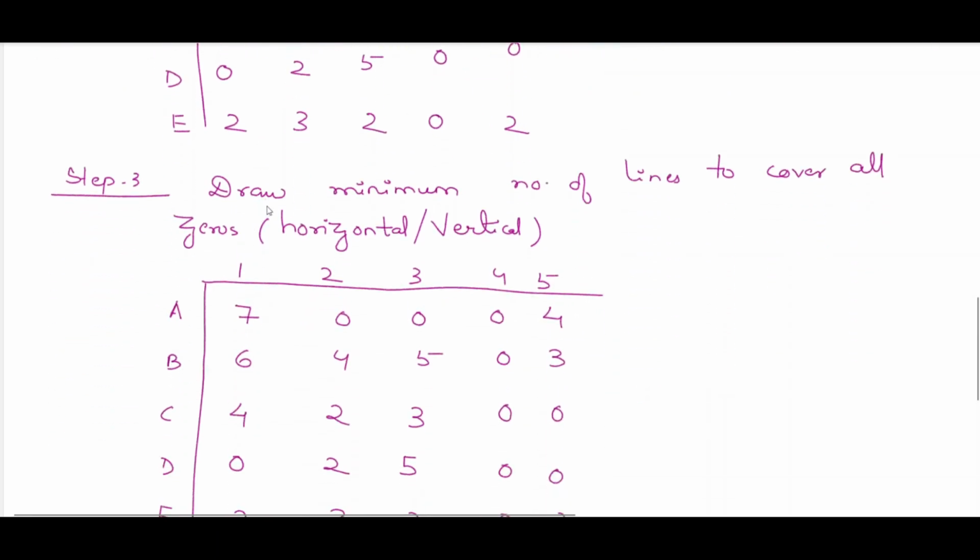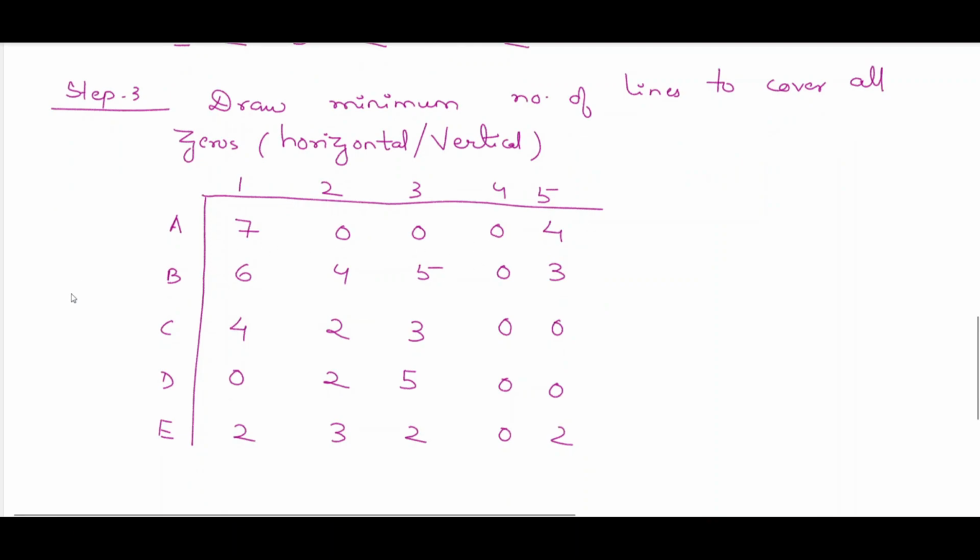See, but there is a rule. The rule is that you have to draw the minimum number of lines. You can see there are so many zeros in this matrix. The rule is that you have to draw straight lines in such a way that you cover all zeros, and those lines should be as minimum as possible. So how to do it?